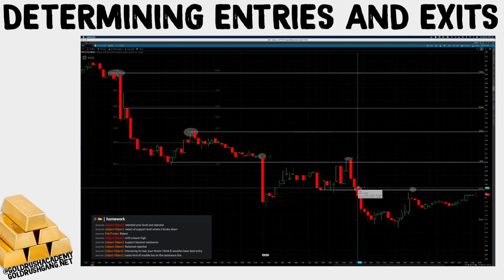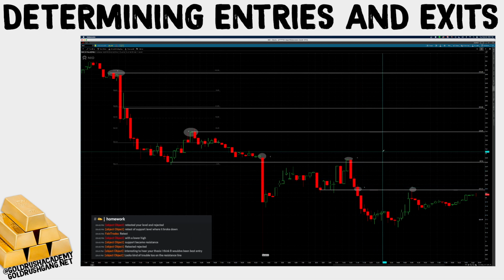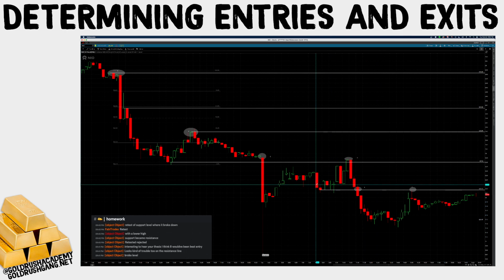Why would E be a good entry? It's pretty clear. But let me see what you guys have to say with E. It broke the level. It's just clear as day. There's a support there at 2217, and it broke down. It held up 6 times in the past and it broke down. So, very, very clear.